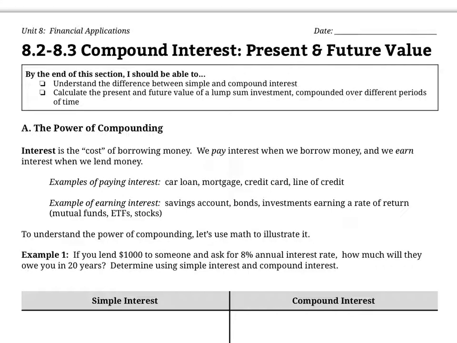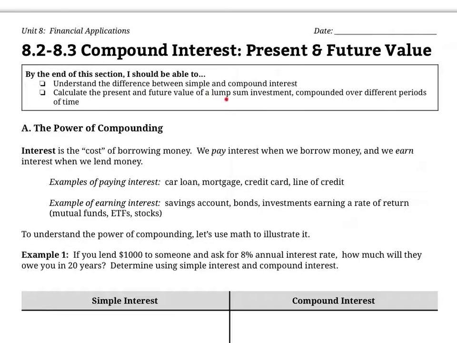In this lesson, we're going to start to look at compound interest. So by the end of the lesson, we should be able to know the difference between simple interest, which is not really used by financial institutions, and compound interest, which is much more commonly used. And we should be able to calculate the present value and the future value of a lump sum investment compounded over different periods of time.